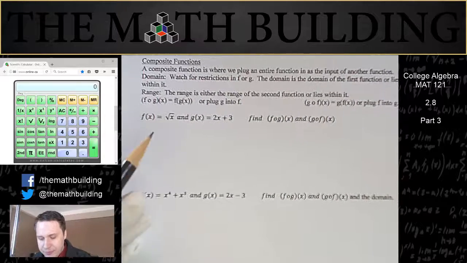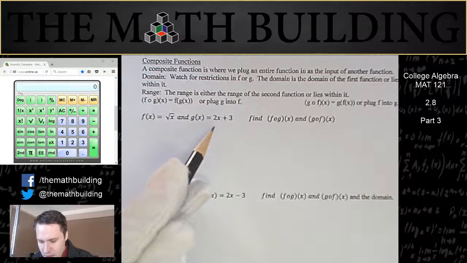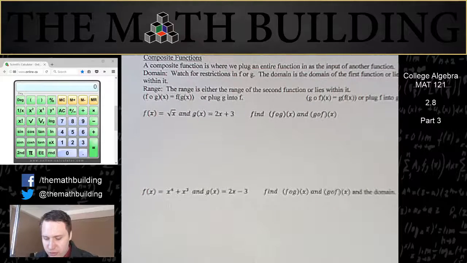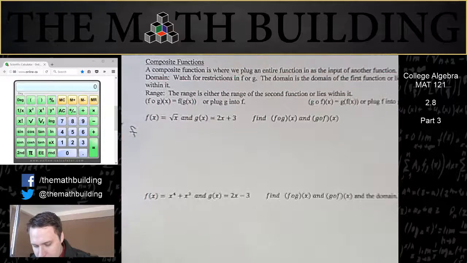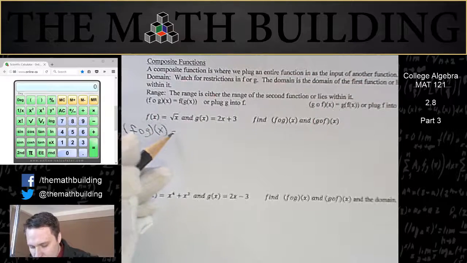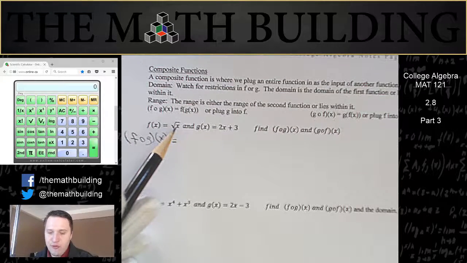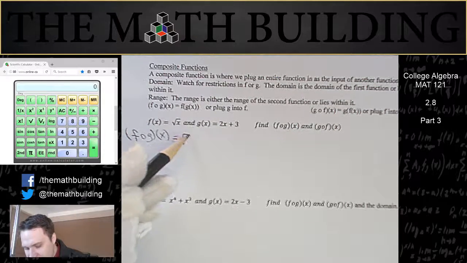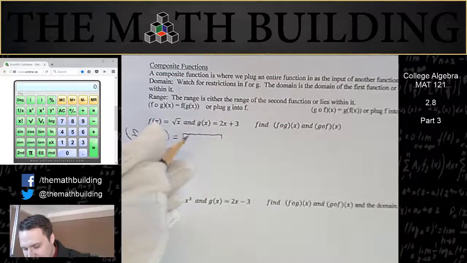So let's look at an example. Here I have f of x, and here I have g of x. So let's find out what f of g and g of f would be, and let's go ahead and find their domains. So f of g of x is going to equal, now here's how you want to do it. Start by writing out the f, and then every time you see an x, you just replace it with all of g. So because f is the square root of x, we replace the x with g.